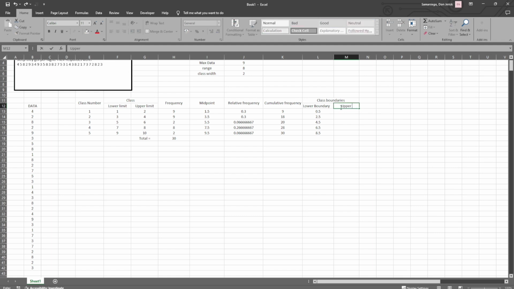And next is the upper boundary. Upper boundary is equal to the upper class first row plus the lower class second row, from F4, minus the upper class first row, from F4, divided by 2, then spread.